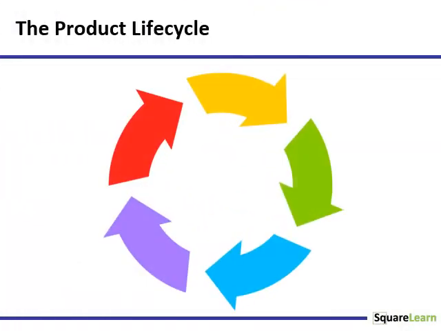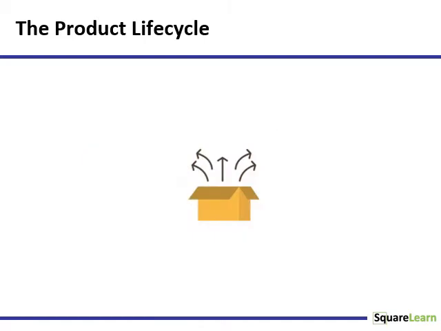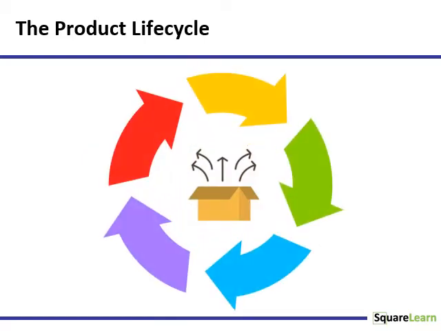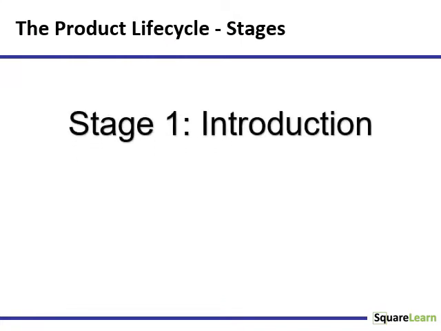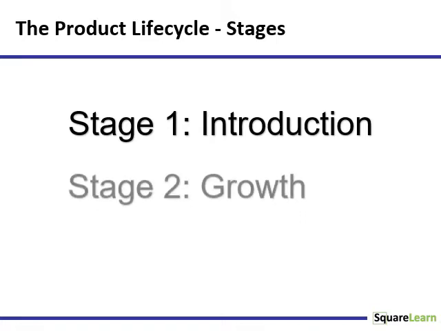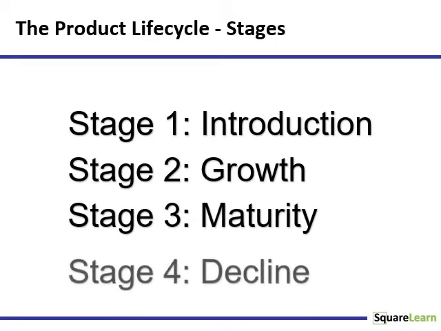The PLC concept is important because the process of diffusion or adoption by the population has major implications for how a product is marketed. Each product develops its own unique PLC as it matures. The four generic stages of the PLC are: Stage 1, Introduction; Stage 2, Growth; Stage 3, Maturity; and Stage 4, Decline.